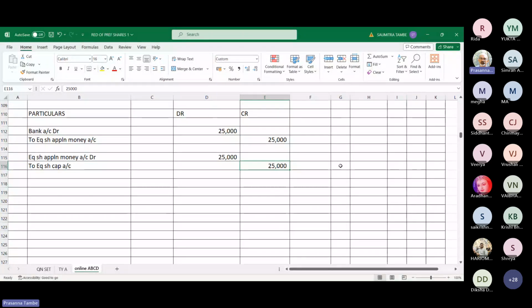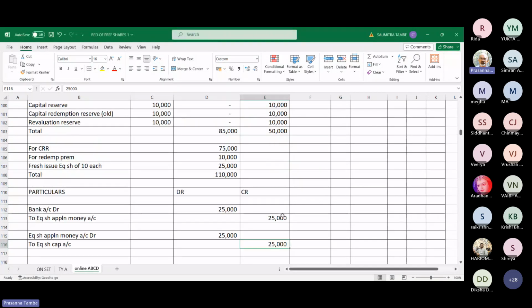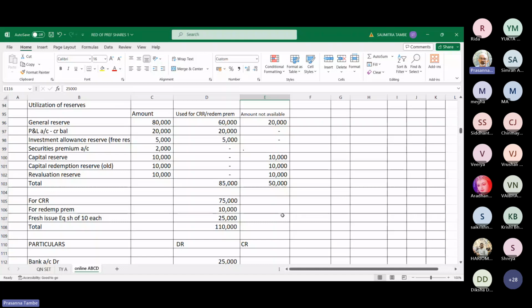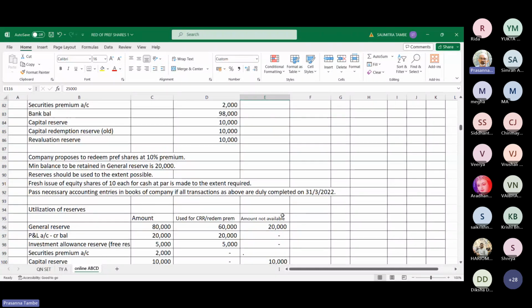Have you completed both the entries? Yes, sir. Okay. Now we'll go to the next part. We have to provide for redemption, right? So we have 1,000 8% redeemable preference shares. So this account will be debited.